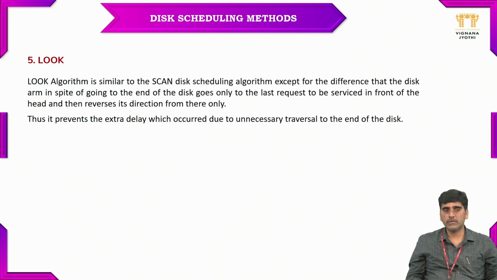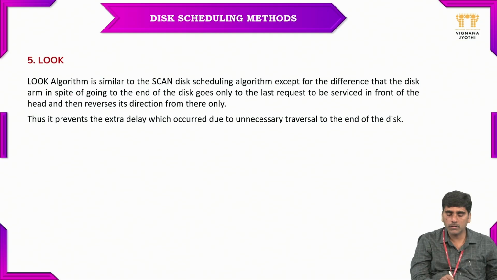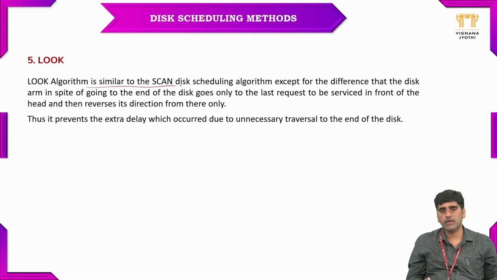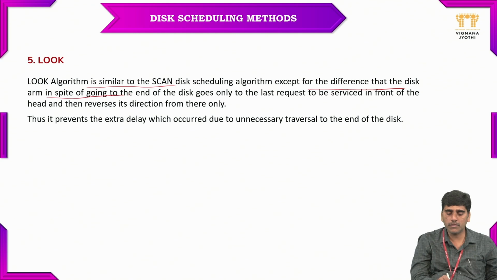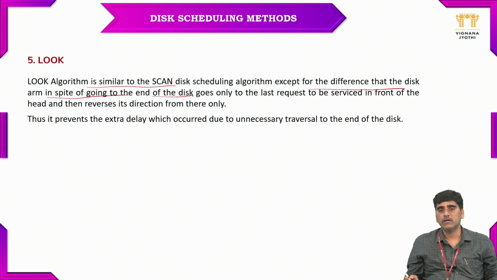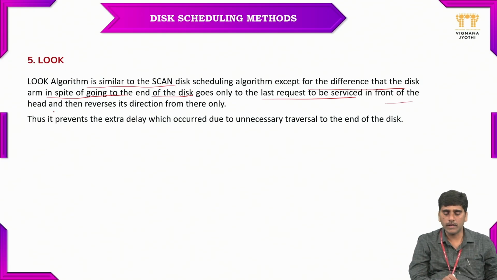Now the next algorithm we will see is the look algorithm. The look algorithm is similar to the scan disk algorithm, except that the disk arm, instead of going to the end of the disk, goes only to the last request to be serviced in front of the head, and then reverses its direction from there.